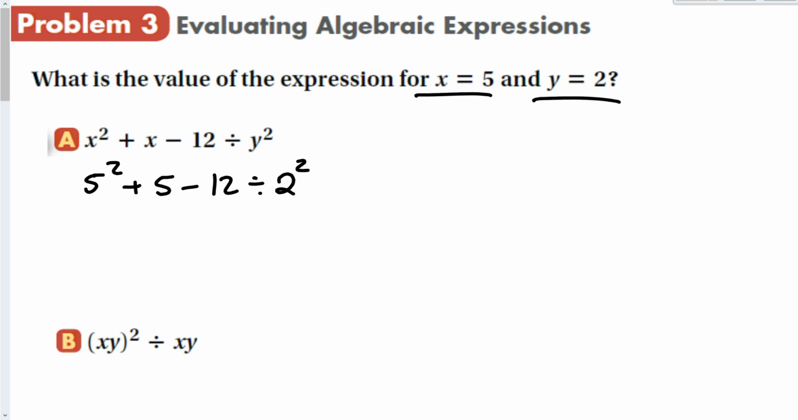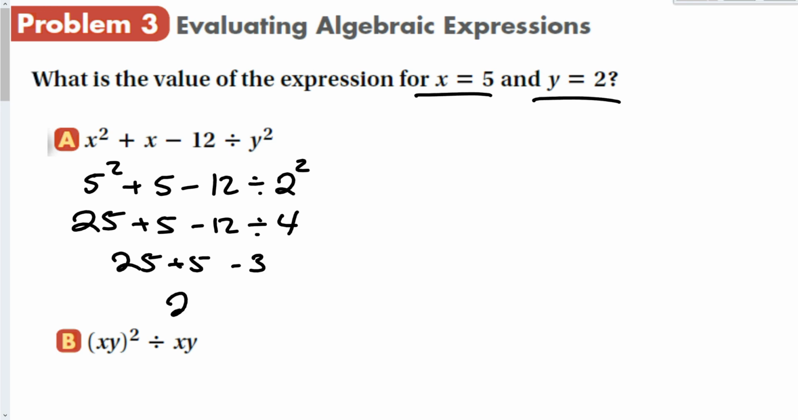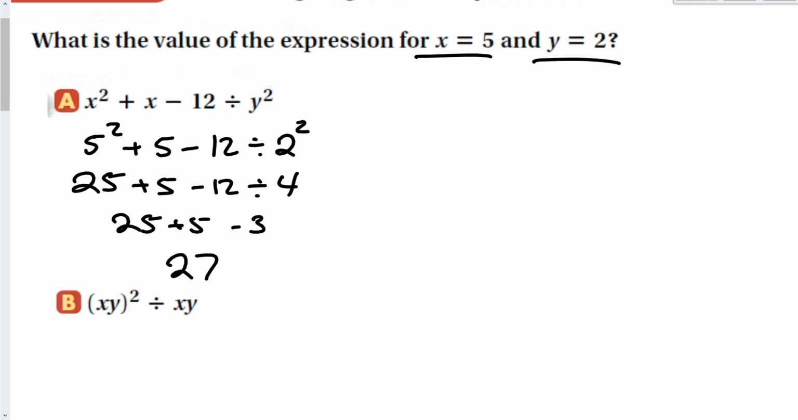Exponents come first. So we got 25 plus 5 minus 12 divided by 4. Then multiplication or division. There is no multiplication, but there is this division. So we do 12 divided by 4, so that turns into 25 plus 5 minus 3. Add them all up, and we get 27. 30 minus 3. Okay, so we just replace x and y with my two numbers, and solve.